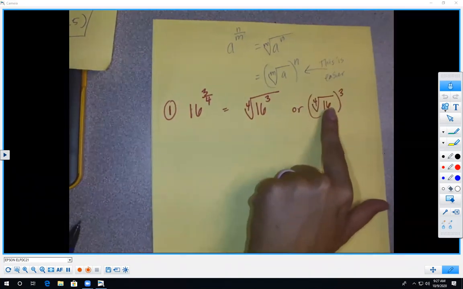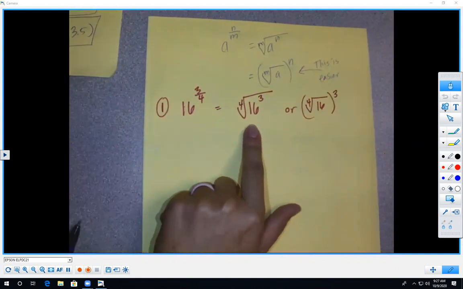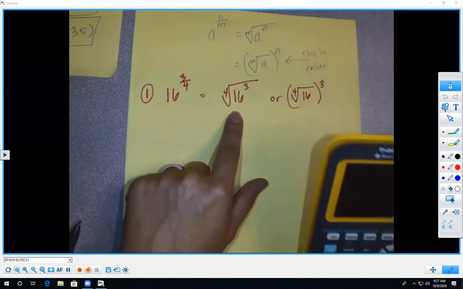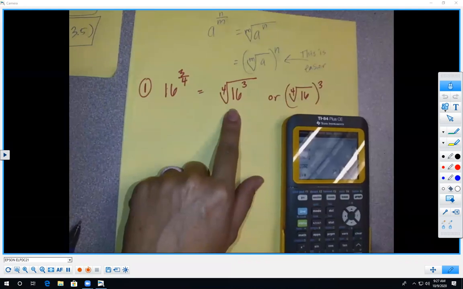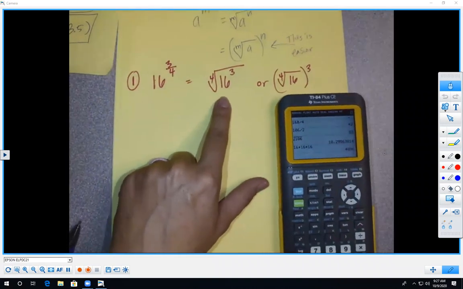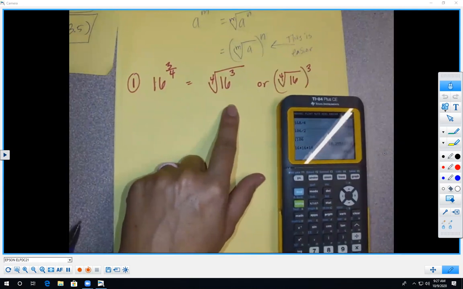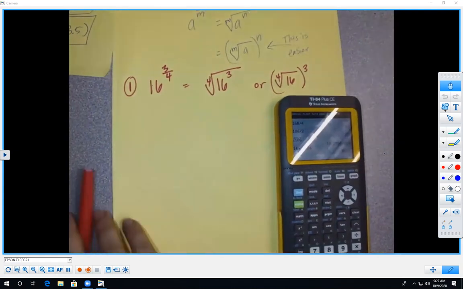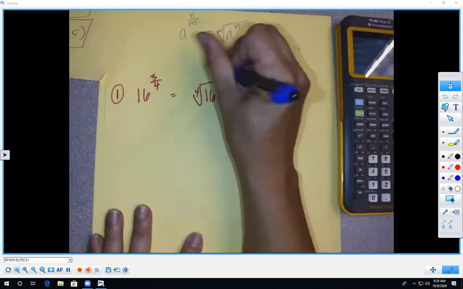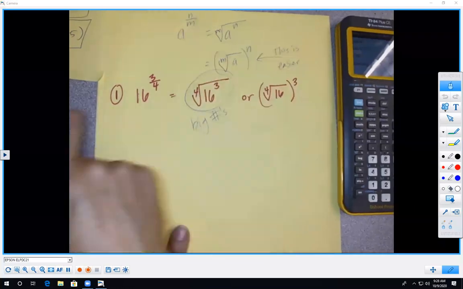This one is easier, and here's why. If I do this one, I have to do 16 to the third power. Do you know what 16 to the third power is? Me either. So you'd have to do 16 times 16 times 16, and you get 4,096. And once you get 4,096, then you take the fourth root of that. Do you know what the fourth root of 4,096 is? Me neither, right? Those are just really big numbers. So usually if you do it this way, you get big numbers, and it's kind of hard to work with those numbers.